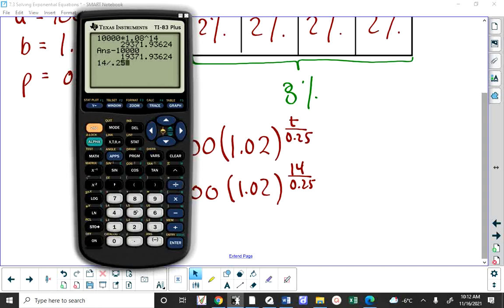14 divided by 0.25 is 56, I believe. 1.02 raised to the 56 is that times the 10,000, which is telling us that the money in her account after 14 years is $30,311.65. And the amount of interest earned by her account would be that number minus 10,000. Does that make sense?